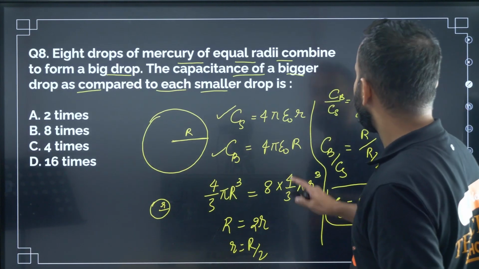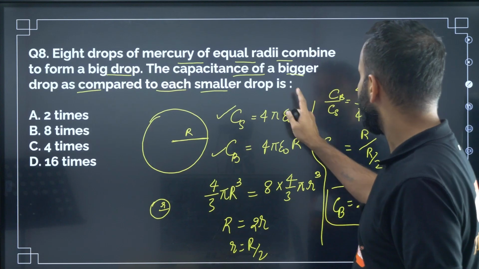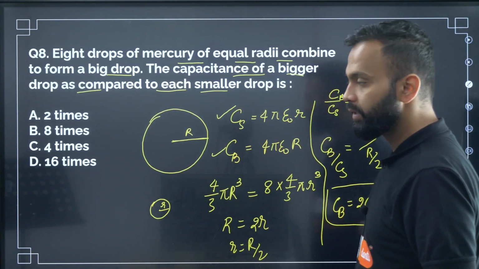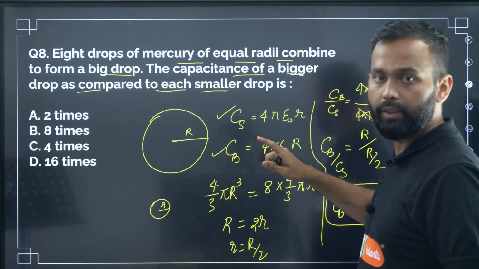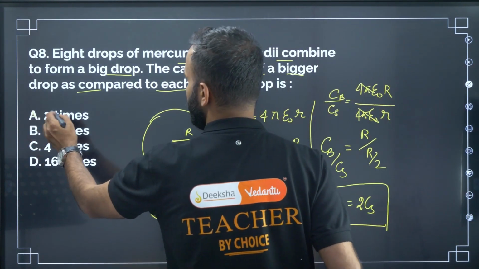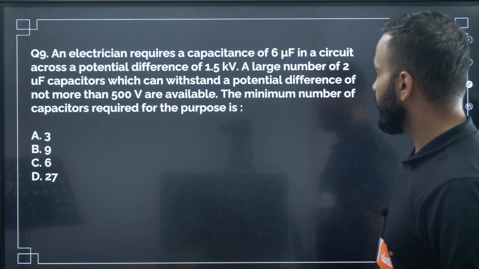Now, if you compare the capacitance of the bigger drop with the smaller drop, then Cb is equal to 2 times Cs, that is, the capacitance of the bigger drop is equal to 2 times the capacitance of the smaller drop. So the correct option is A.